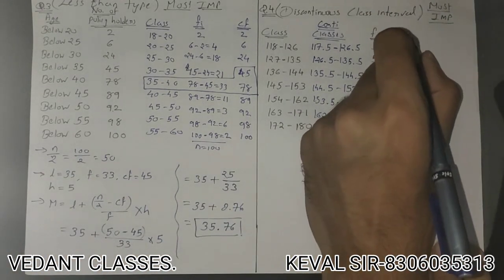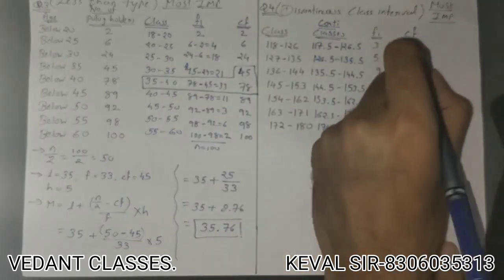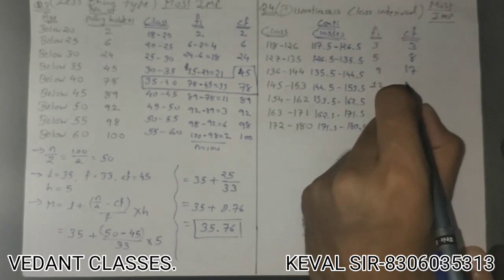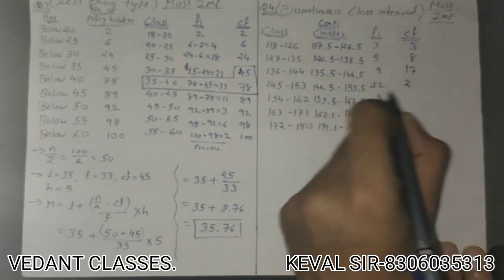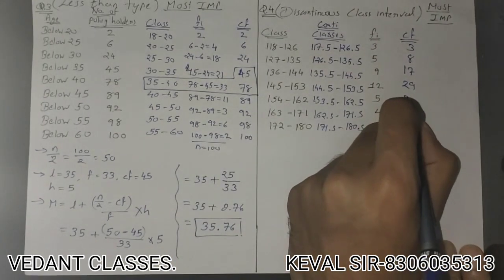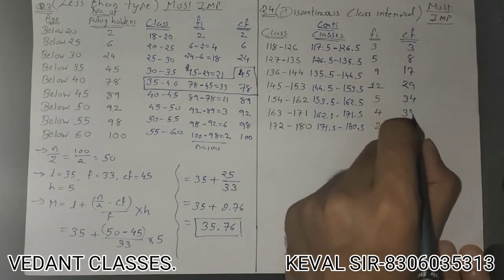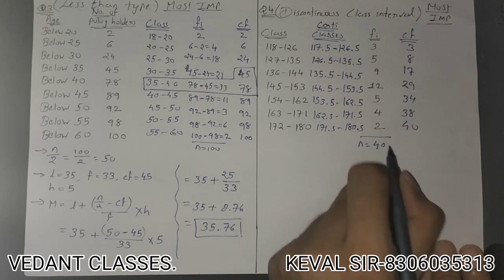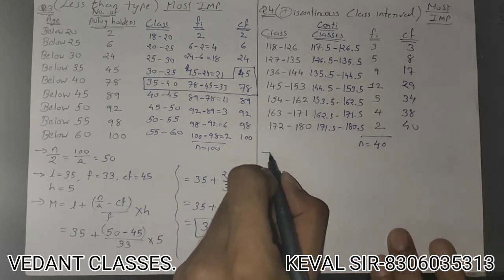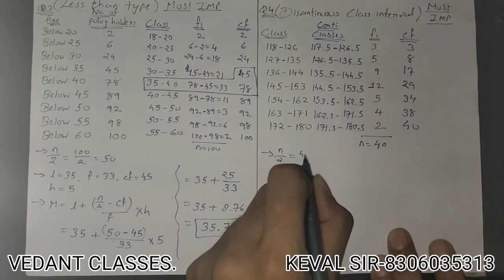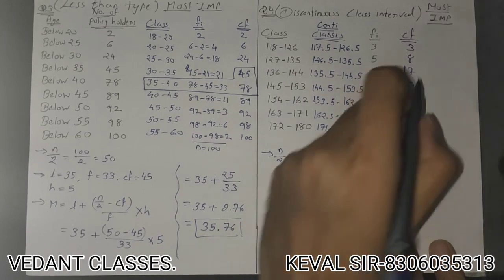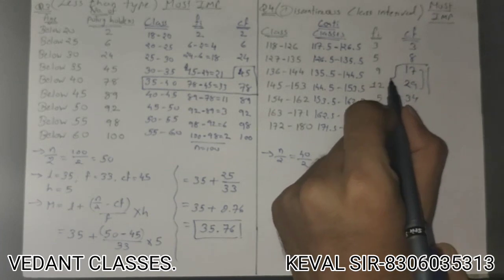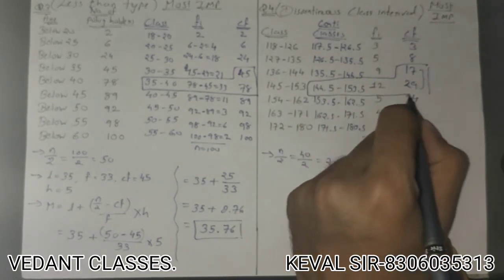Okay, now let's find out the value of CF. So CF will be 3, then 8, then 17, then 29, and 34, 38, and this will be 40. So the total frequency here is 40. Now let's find out the value of n by 2, that is 40 by 2. So this is 20, so 20 lies between 17 and 29. So make a box like this.